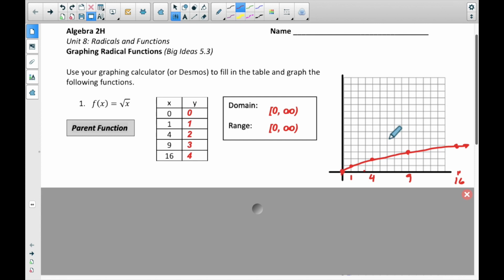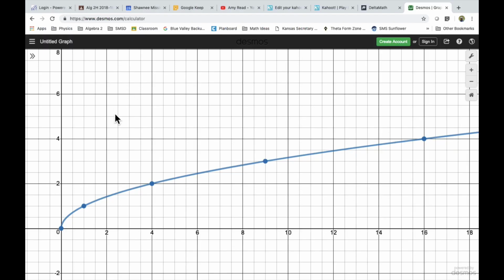Let me show you what it looks like on Desmos. So here it is on Desmos. You can see it's got a 0, 0, a 1, 1, a 4, 2, etc. So these are the same points that we had on our graph. I wanted to show it to you on Desmos though because mine was not perfect, but also because on Desmos we can see, can you visualize how this is kind of a half of a parabola? It's sideways and it's only half of one.